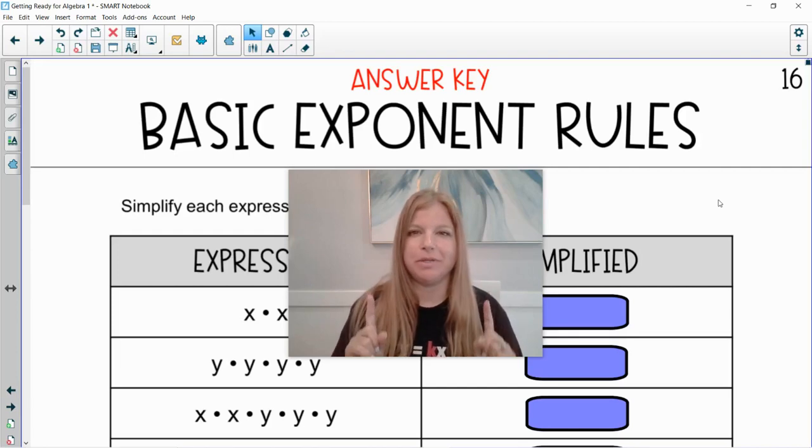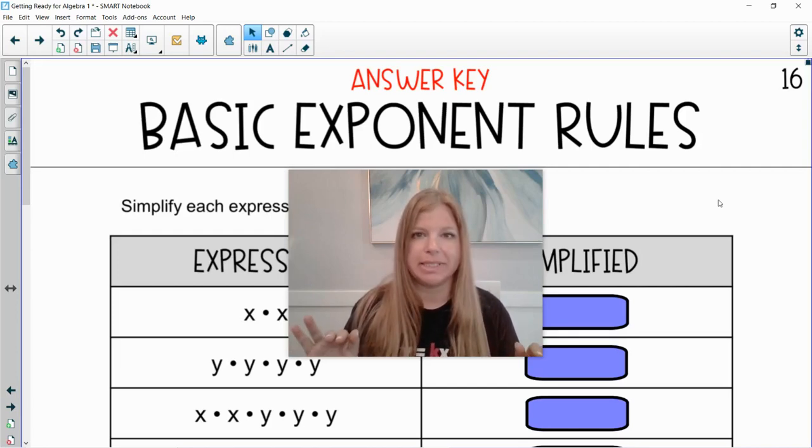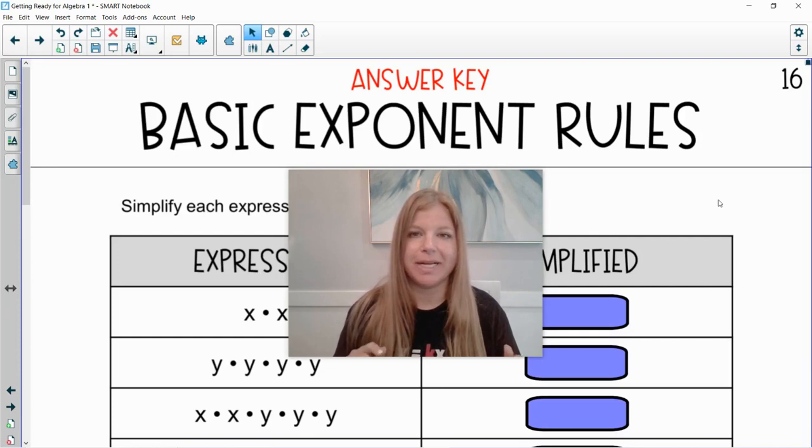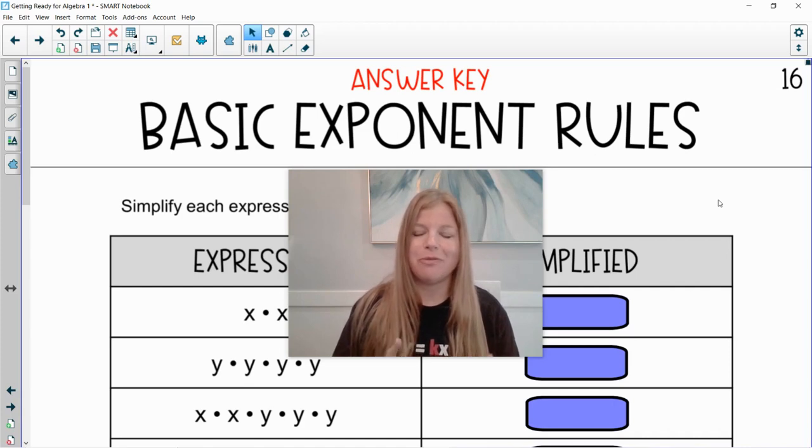Basic exponent rules, the most basic ones there are. That's what we're going to go over right now. There's going to be a ton of new exponent rules and different things we're going to be learning in Algebra 1 this year. But before we can get to any of that, we need to make sure we know the basics. Let's take a look.